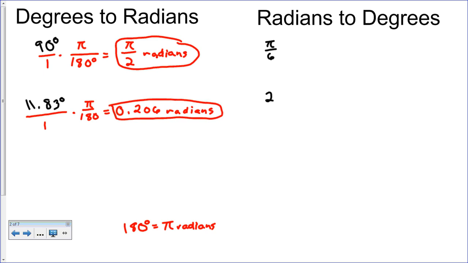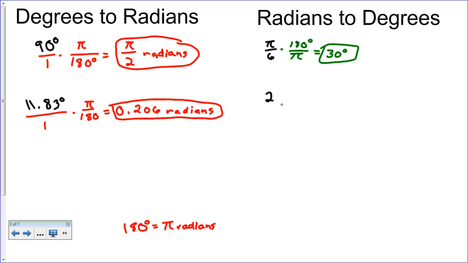Go the other way, we flip our conversion, so that we cancel out this pi, and we want to add into our conversion the idea that we have degrees. So the pi's cancel out, and I end up with 180 over 6, which is 30 degrees. Okay, and the degrees here tells me it's in degrees.